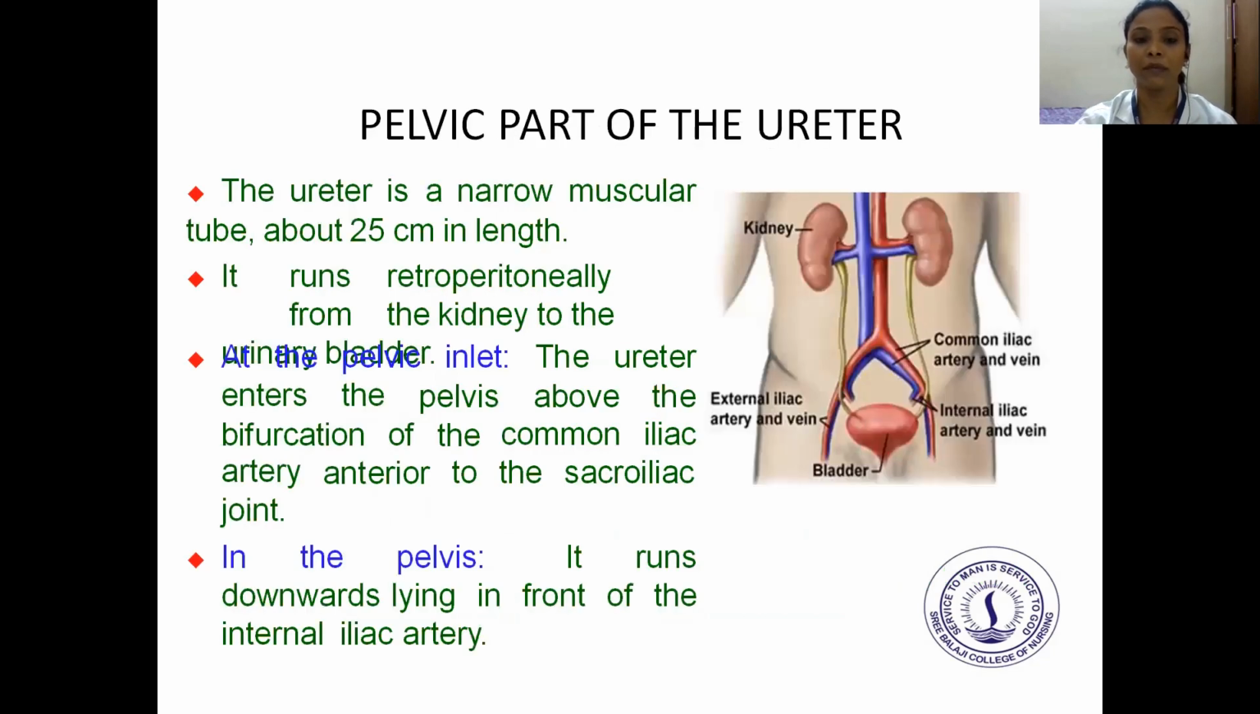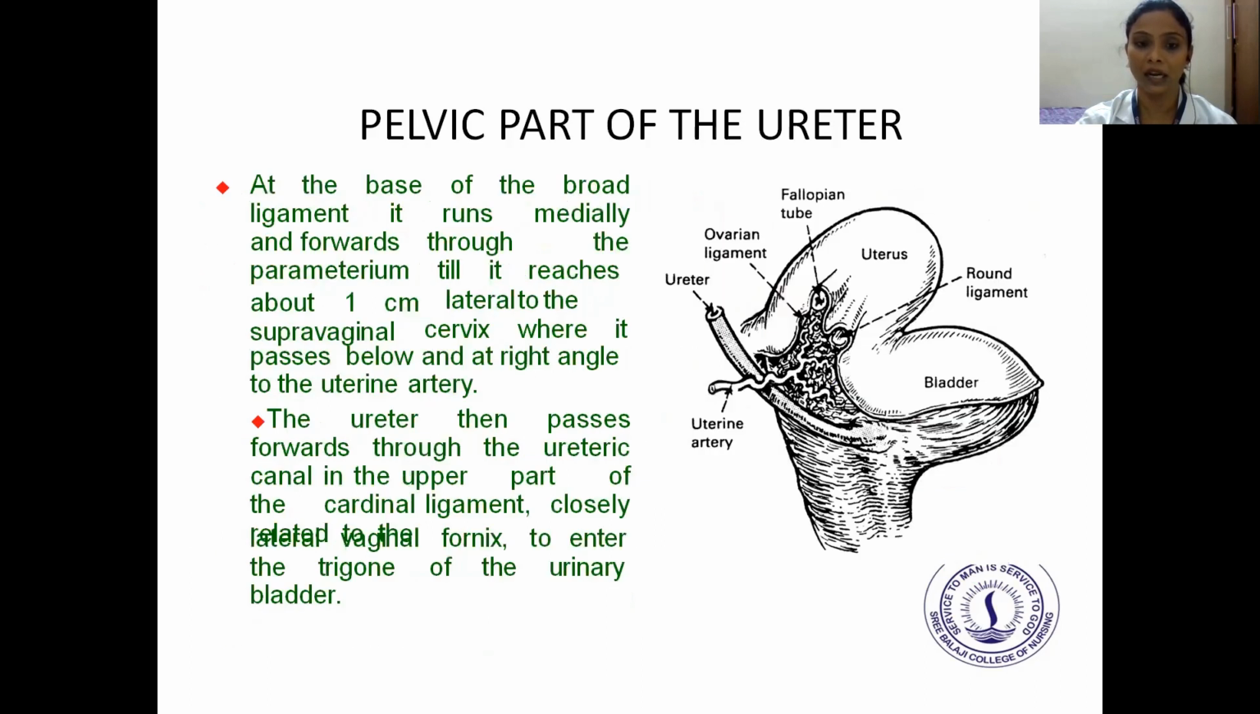And next is the pelvic part of the ureter. The ureter is a narrow muscular tube about 25 centimeters in length. It runs predominantly from the kidney to the bladder. Next is the inlet. The ureter enters the pelvis above the bifurcation of the common iliac artery, anterior to the sacroiliac joint. In the pelvis, it runs downwards, lying in front of the internal iliac artery.